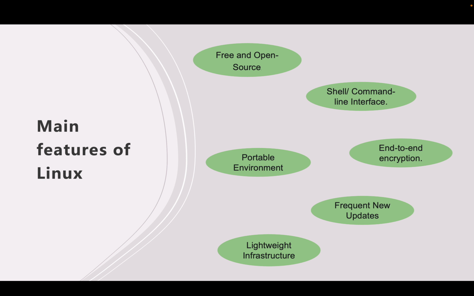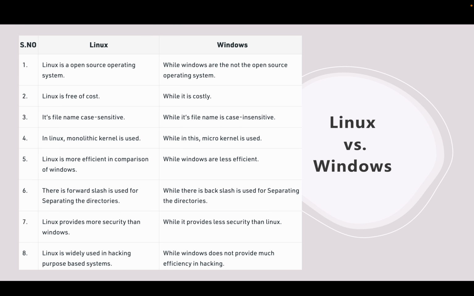As the slide shows, the main features of Linux include free and open source, shared command line interface, portable environment, end-to-end encryption, frequent new updates, and lightweight infrastructure. In order to make these features of Linux clear, let's compare it with the mainstream operating system, Windows. So, this table lists some of the major differences.